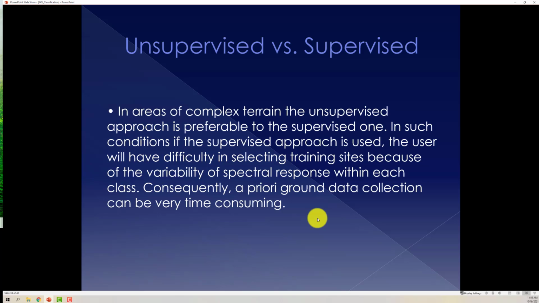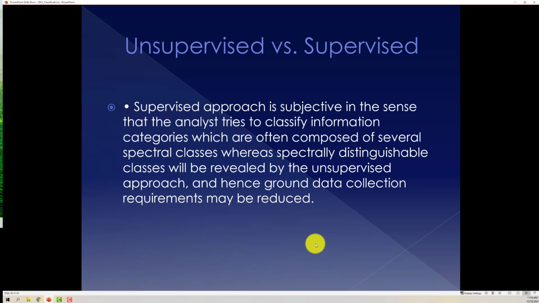Also, a priori ground data collection can be very time consuming, and time and money are always factors on projects. Supervised approach is subjective, and you are assigning these classes and you're saying everything I see in this image is the same class. So again, you can have more statistical uncertainty, and you may make decisions that don't translate into real world distribution of the pixels.